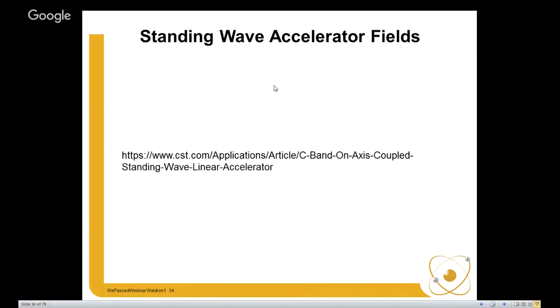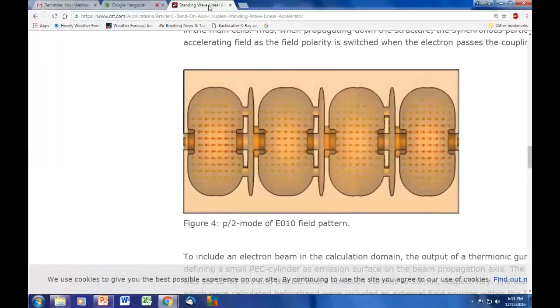I don't know if this is going to work or not, but there's a very interesting simulation available at this webpage from CST. I'm going to try and switch to it now, and we'll see what happens. So hopefully what you're all seeing now is an animation of a standing wave accelerator showing the electric fields switching back and forth. If not, I encourage you to go to the CST webpage sometime and look at it. I think this is a really nice illustration of the way the fields behave in a standing wave Linac.